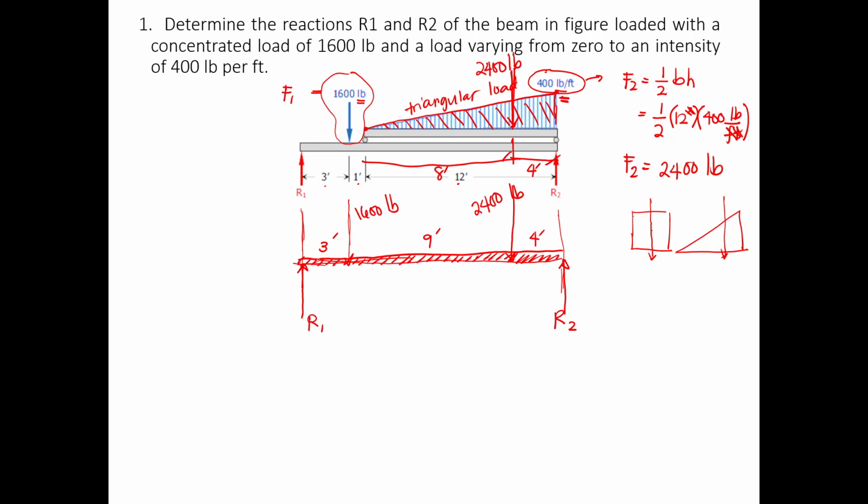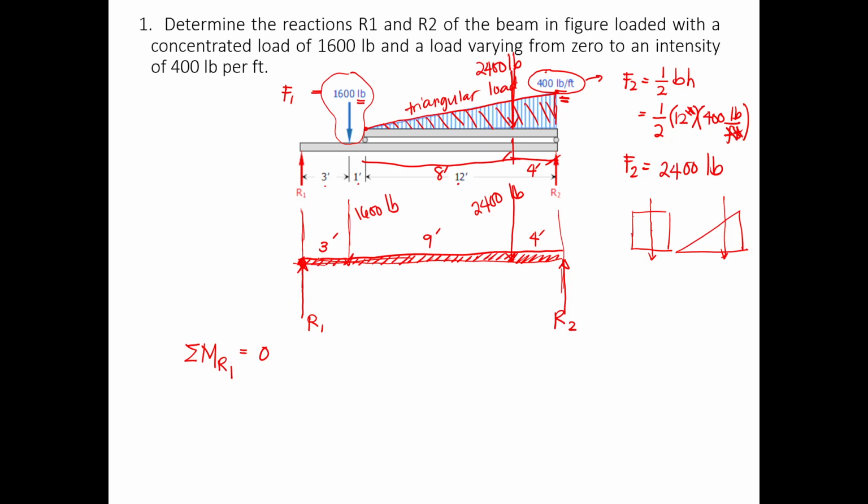So how do we solve first for one reaction? We're going to use first the summation of moments at one point equals 0. We're either going to take moments from reaction 1 or from reaction 2, whichever you like, but the answer will come out the same later on. Let's say we're going to take the moments at reaction 1, meaning the moment point is here.